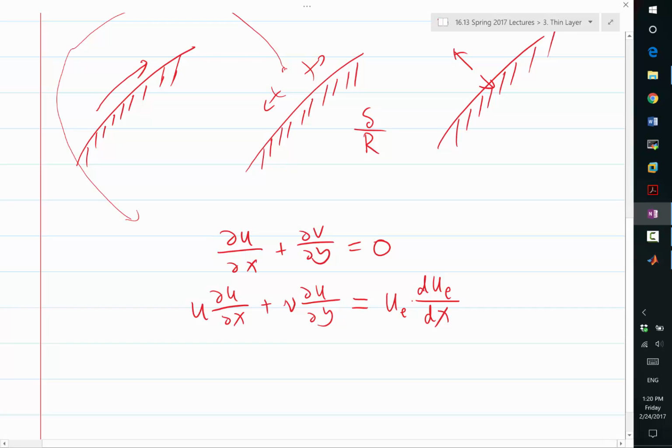Right, that's the Lagrangian derivative of the velocity at the edge, which has to balance the pressure gradient because there are no other terms. Okay, and then I have to add on the viscous effect, which is a nu. So this is v, this is nu. It's really hard to distinguish.